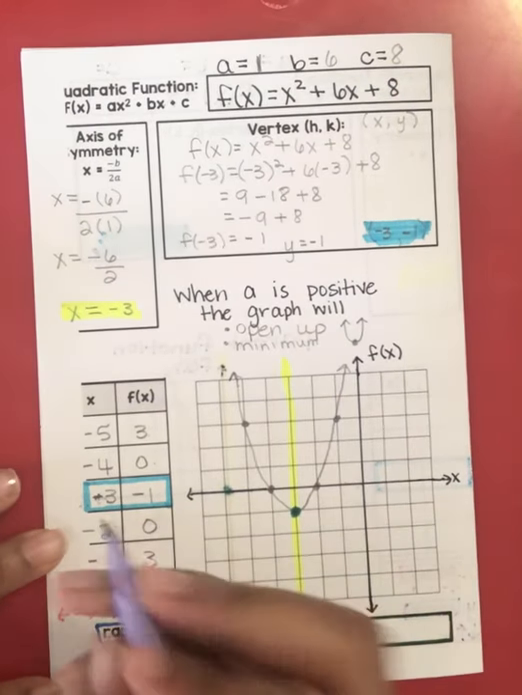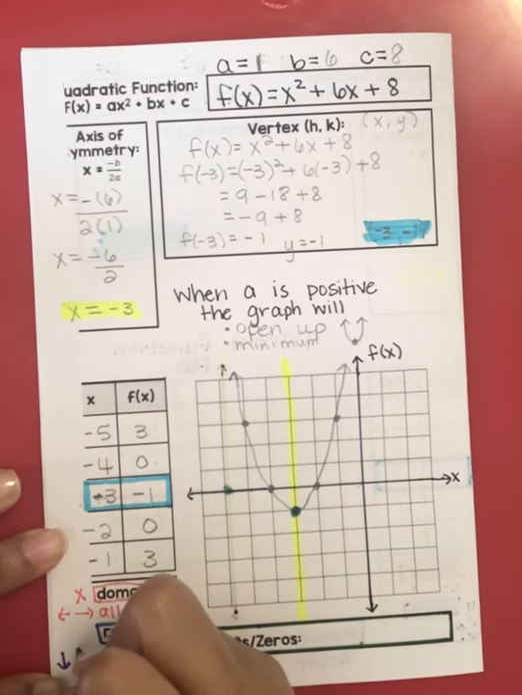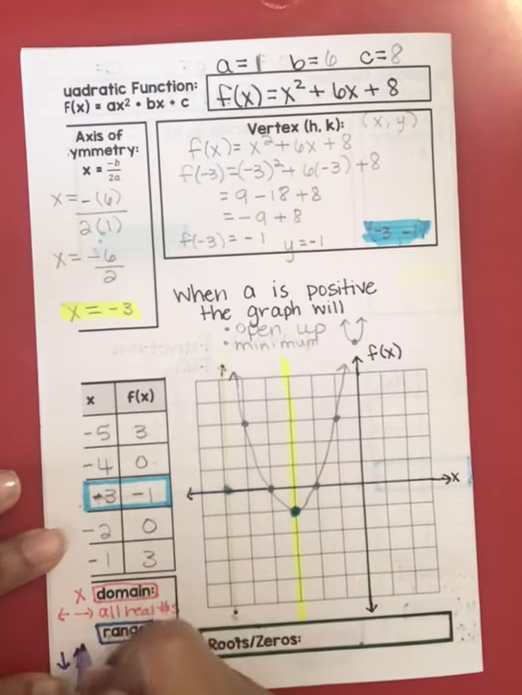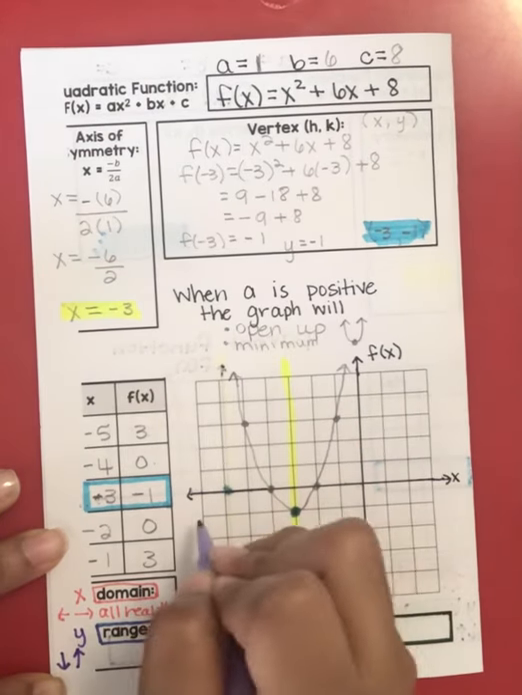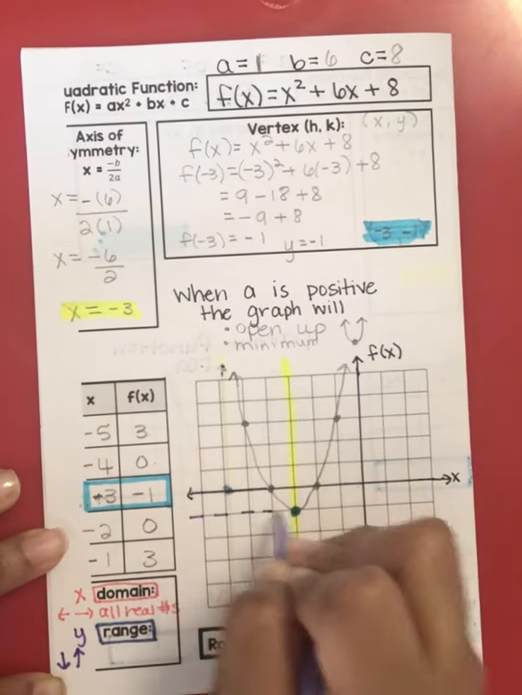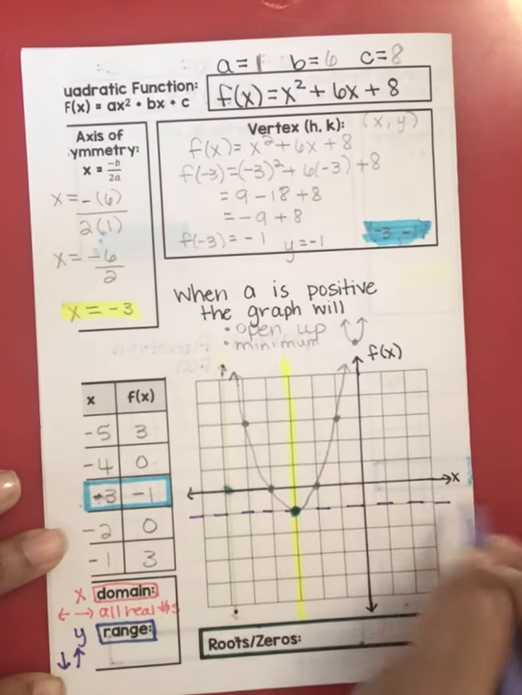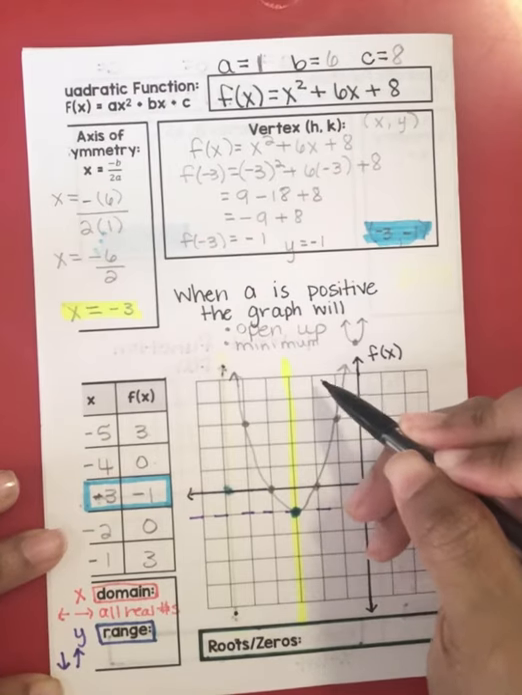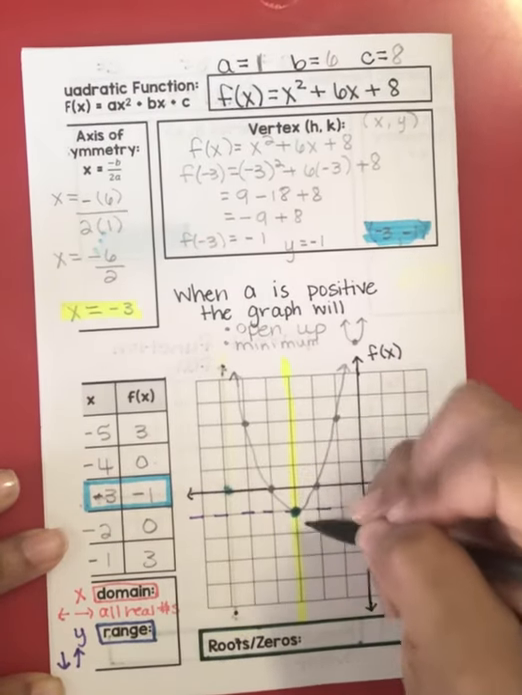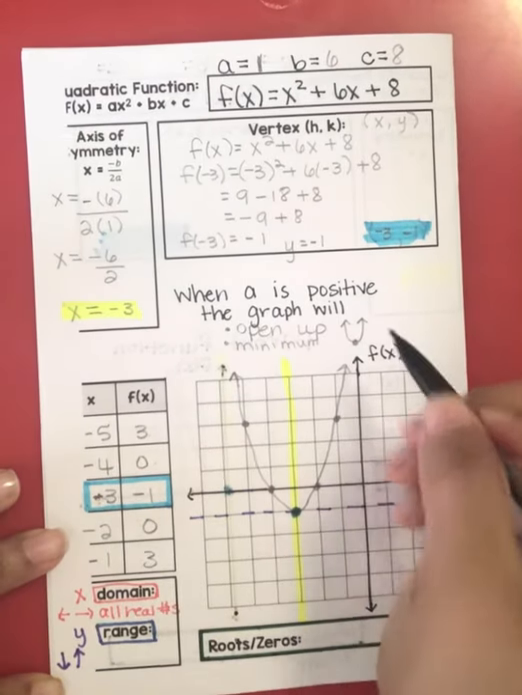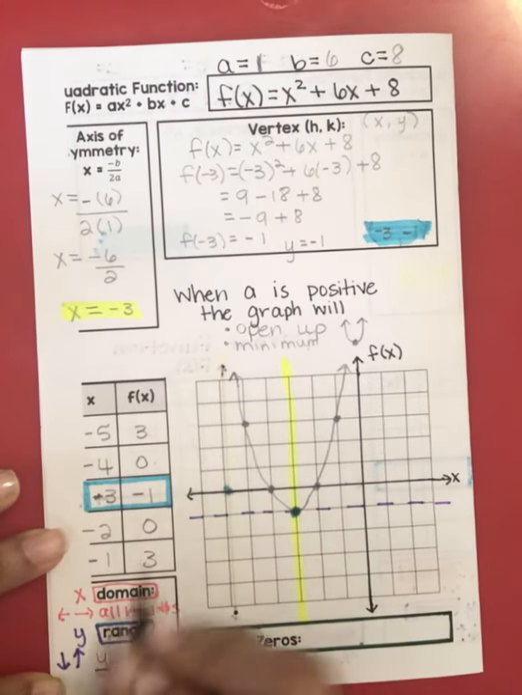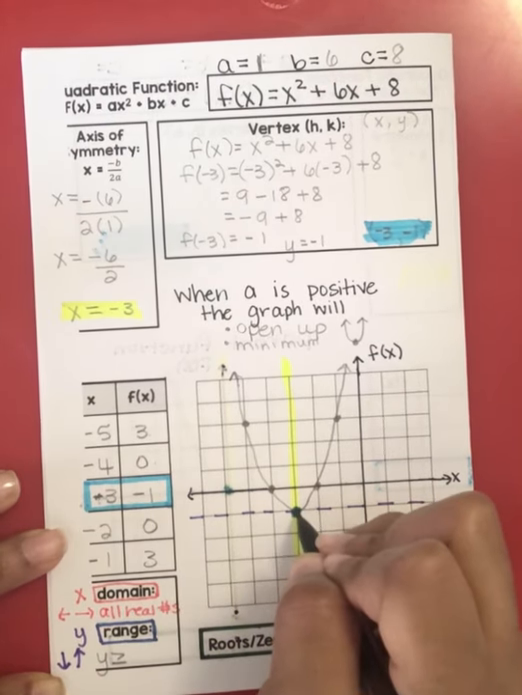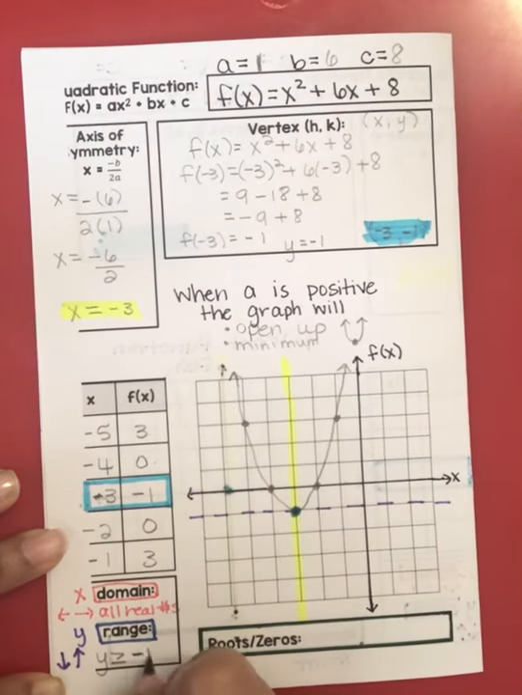All right, my range. I know it's looking at how far down and how far up my values go for my y. Well, this is how low it is. Are my y values above this or below this line? They're above it. Therefore, my y values for my range will be greater than or equal to whatever number this is on my y-axis, which is negative 1.